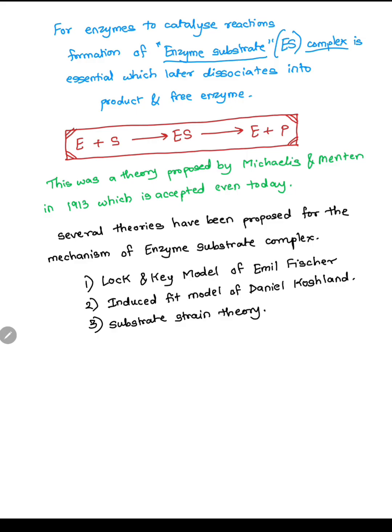For enzymes to catalyze reaction, formation of enzyme substrate complex is essential. And this enzyme substrate complex then dissociates into product and free enzyme, as you can see in this reaction, right? This was a theory proposed by Michaelis and Menten in 1930 and is still accepted. Now, how does this enzyme substrate complex get formed? There are three important theories for that. There is a lock and key model of Emil Fischer, induced fit model of Daniel Koshland, and substrate strain theory.